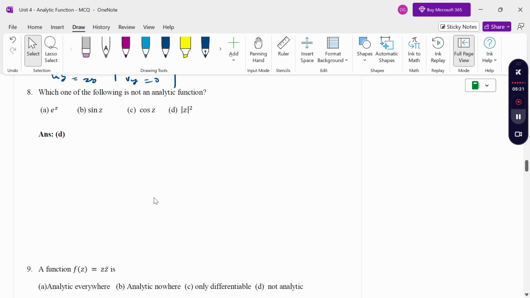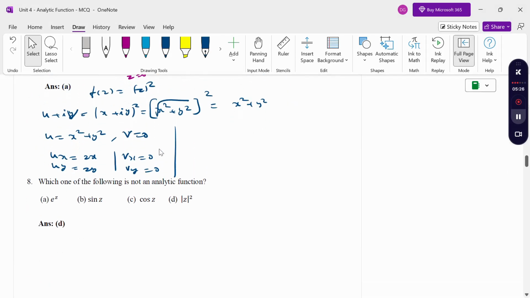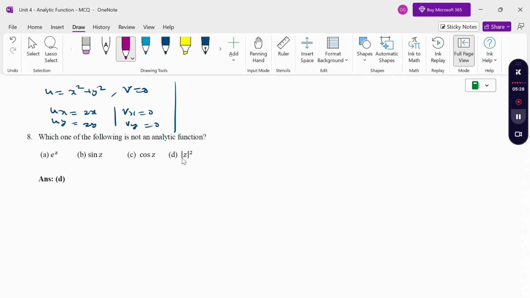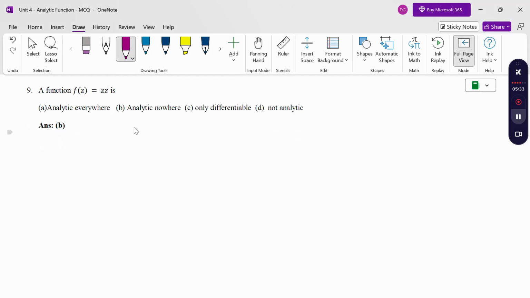Now which one of the following is not analytic? Previously we explained here, see, clearly we know that modulus of z whole square is not analytic. Now z bar: u plus iv equal to z bar is nothing but x plus iy, x minus iy. So now it is considered z bar as a modulus of z. Therefore as usual, when the modulus of z, similar procedure to the previous one, x plus iy.